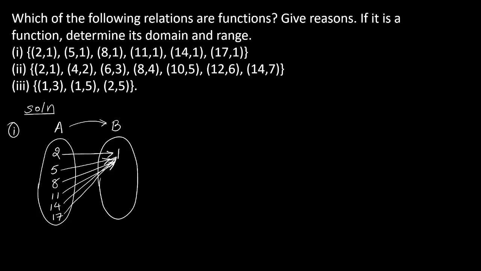So I have drawn the arrow diagram. Look at this arrow diagram. Is it a function? Yes, because look at the elements. Each element of A, 2 has a single image 1. There is no separate arrow starting from 2. If there is an arrow towards any other number, then 2 will have 2 images. But there is no separate arrow. So 2 has a single image, 5 has a single image, etc. So it is a function.